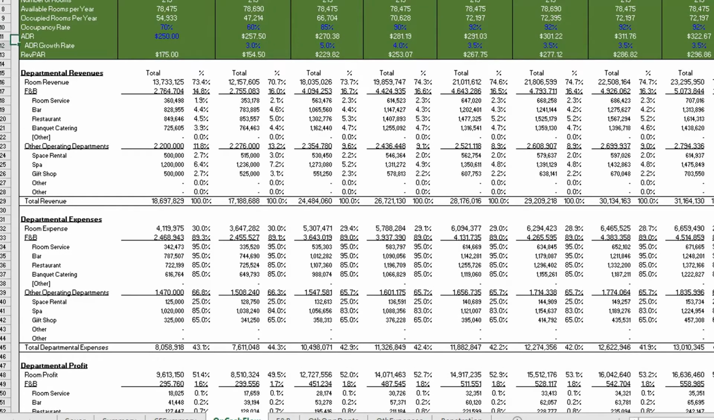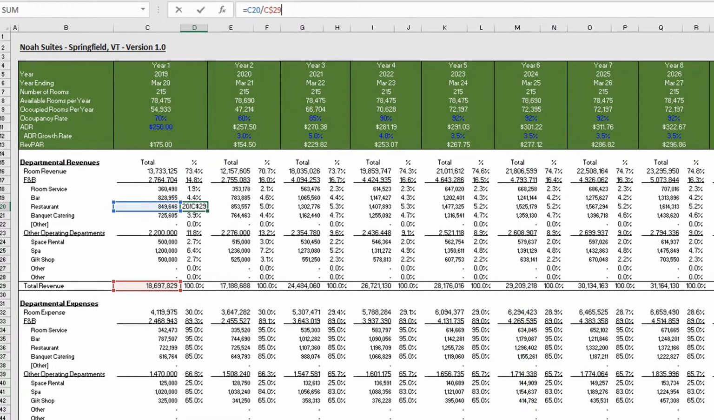Another unique aspect of hotel models is that next to each dollar amount for every line item, you'll see these percentage numbers. So let's walk through each section briefly and see what these are referring to. For departmental revenues, this is basically saying what each line item is as a percent of total revenue. So here you can clearly see that room revenue is the dominant contributor.